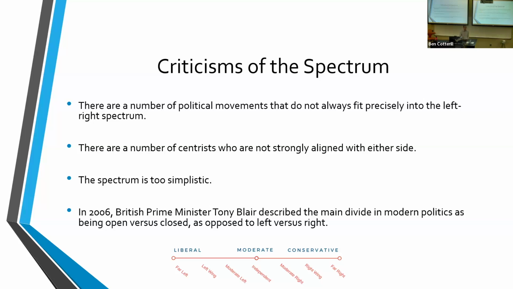And then there's a number of people who claim to be moderates, on the center of this spectrum. And they say that they don't align with either the left or the right. And I would say that's a valid criticism. There's certainly some people who vote independent and who don't vote for either the political right or political left parties.